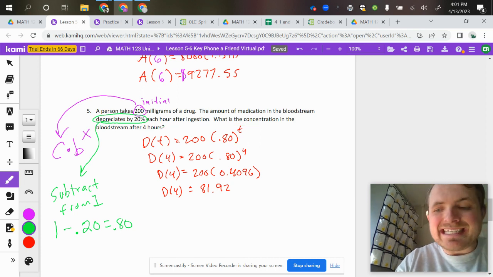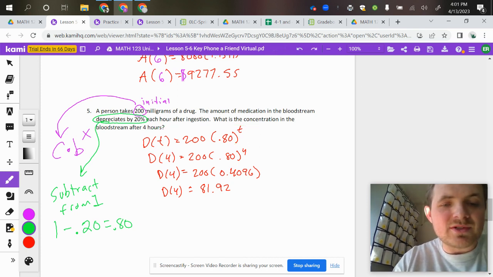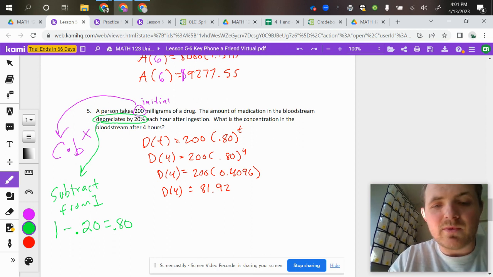I used D of T because it was the drug and then time. You could have just used Y. It's kind of being a try hard there with D of T, but whatever.